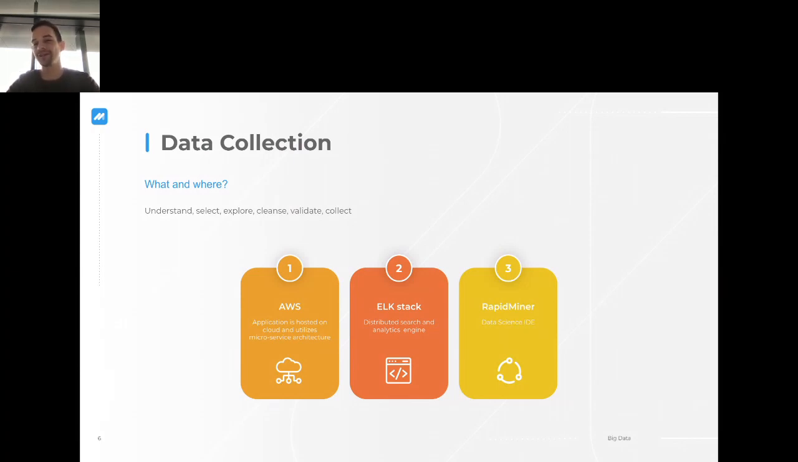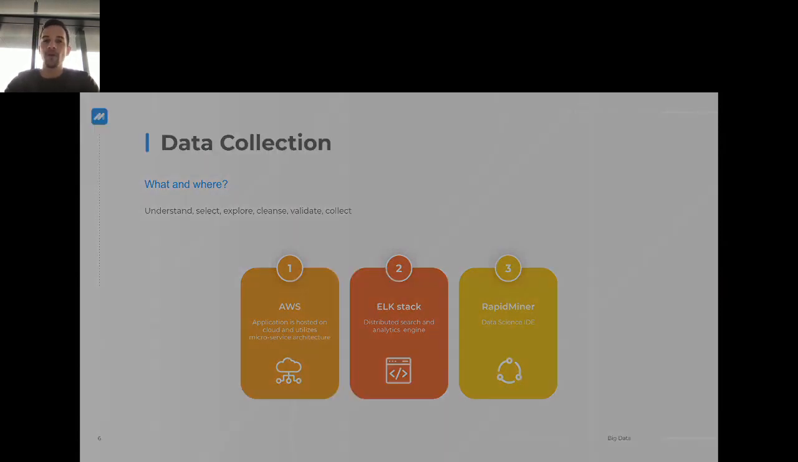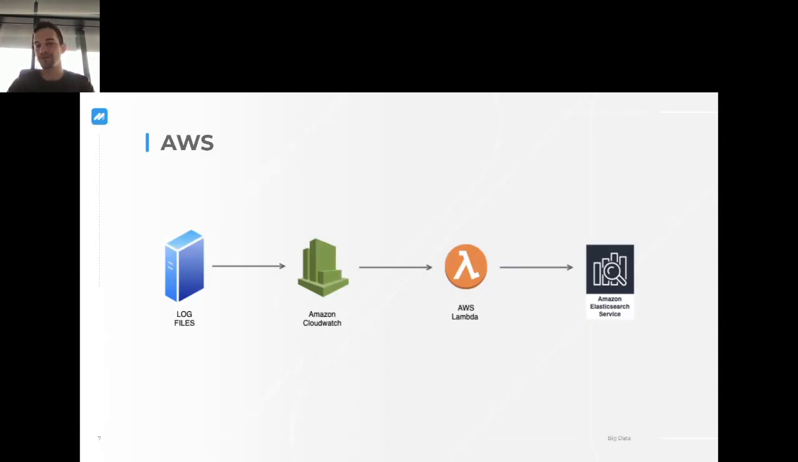And then the third part is RapidMiner, which is a data science IDE, which we used to do data preparation, machine learning, text mining, and predictive analytics. RapidMiner is open source and it's used for commercial applications, as well as for research, education, training, and rapid prototyping. And RapidMiner supports all steps of the machine learning process, including preparation, visualization, validation, and optimization at the end. So once the logs are created, they're streamed to Amazon CloudWatch. Lambda comes and picks them up to put them in the Elasticsearch service.